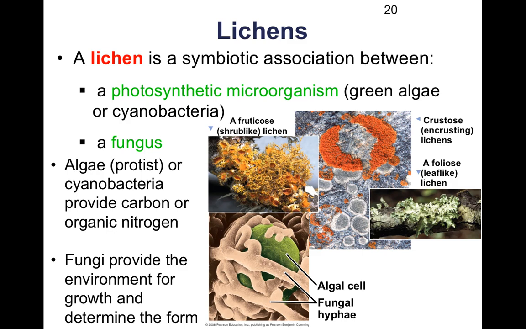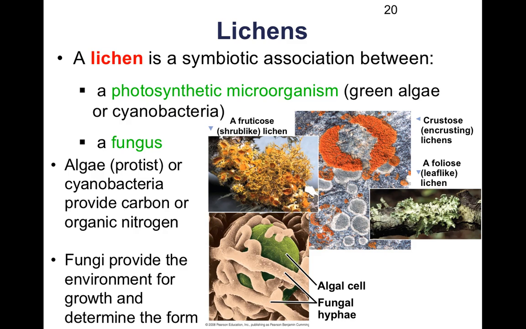And what happens is the algae, the protist or the cyanobacteria, is actually going to provide carbon or organic nitrogen to the fungus. And the fungus is going to provide an environment for that organism to grow in, and it's also going to determine the form of the lichen.